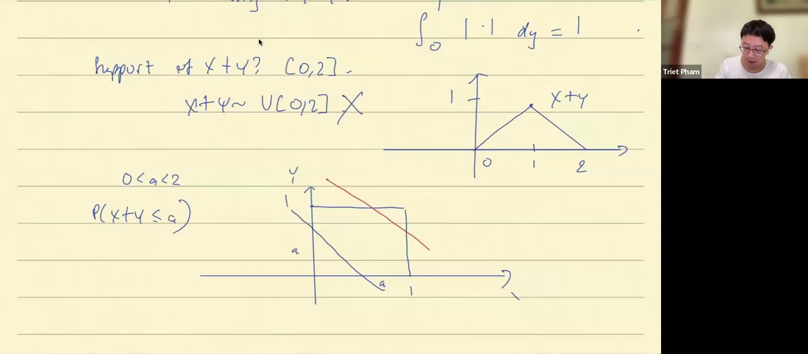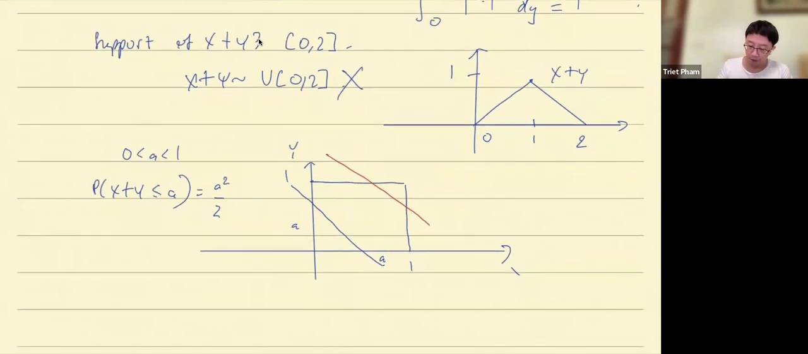So this is a and a, right? Therefore, for 0 less than a less than 1, the probability will be the area of this rectangle, because the total area is 1, which is a square root 2. But for a between 1 and 2, what's the area? Well, the area depends on what you want to pick. You need to know what this length is. Or how do you know?